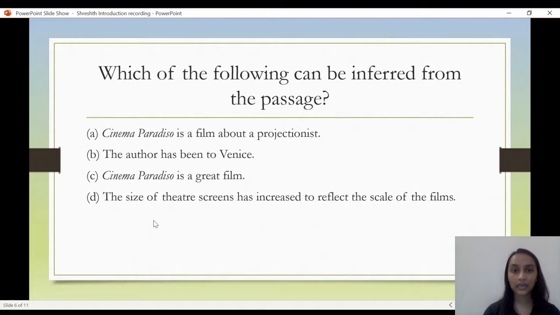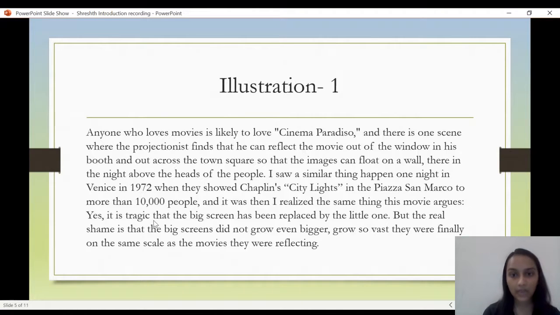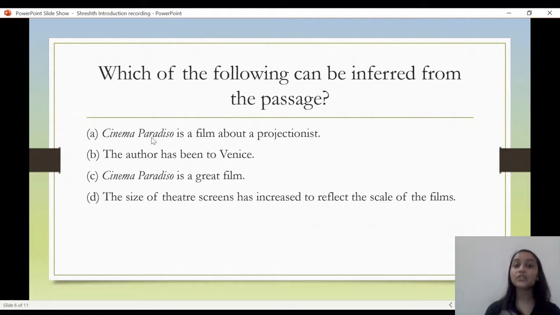Alright, if you look at option A, you might want to refer to the first line of the passage. Yeah, it does talk about there being a scene which has a projectionist in it. However, that is not enough to imply whether the film was solely about a projectionist, right? So be careful to not lose sight of these small things. Which makes this option incorrect. So option A is incorrect as well. Now we are only left with option B, which is our answer. That the author has been to Venice.